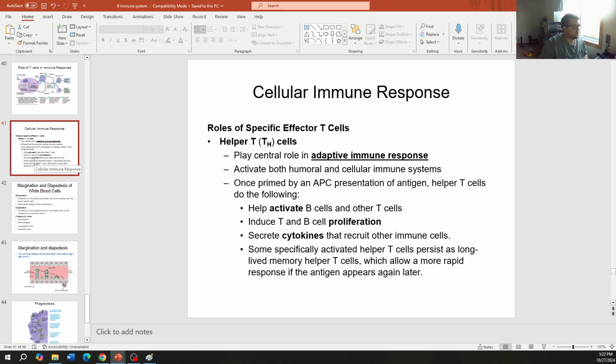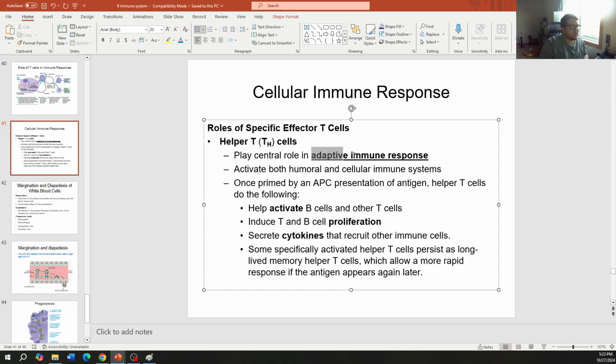Next part, we're going to go a little bit over because we're almost done here. So the cellular immune response. This is just another slide talking a little bit more about the helper T cells. A couple key points, just the ways that they can ask more questions about this. So it plays a central role in adaptive immune response, activating both the humoral and cellular immune systems.